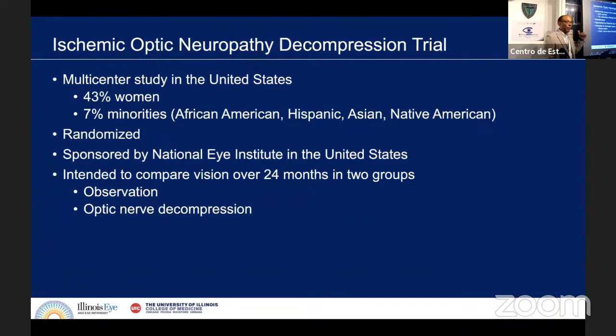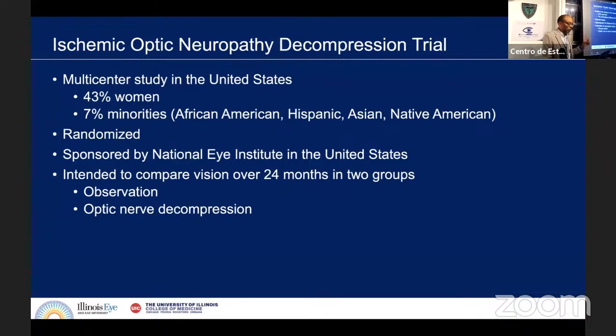So a lot of the data about the natural history of this disease comes from the Ischemic Optic Neuropathy Decompression Trial. Again, this was done in the United States, and almost half of them were women. But look at the small number that were minorities. So again, the data out of this really talks about a Caucasian population, and how well we can extrapolate that to other populations remains at least not as clear.